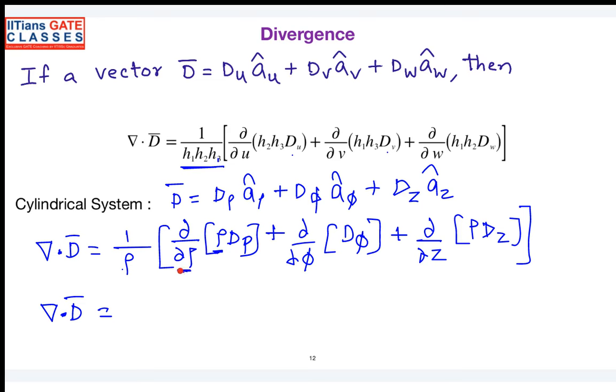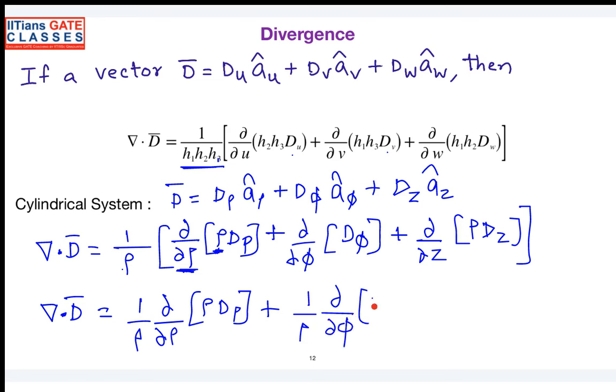So the final answer, what it will become: 1 by rho dou by dou rho of rho d rho, plus, so get rho multiplied with the second term also, so 1 by rho dou by dou phi of d phi, and from the third term I can take rho common because z is the differentiation variable, right? So when you take rho common and get it cancelled, the final value becomes dou by dou z of dz. So this is the expression for the divergence in case of the cylindrical system.